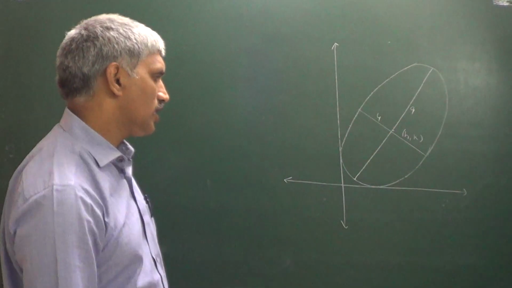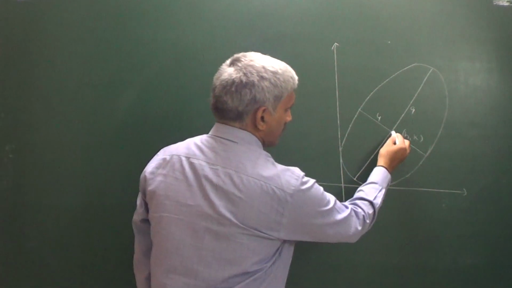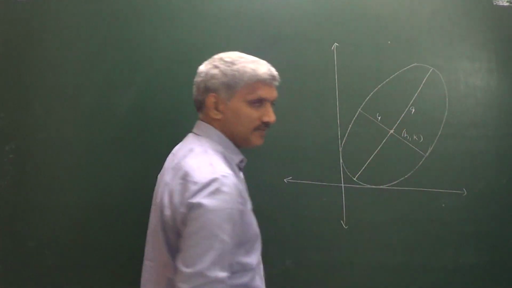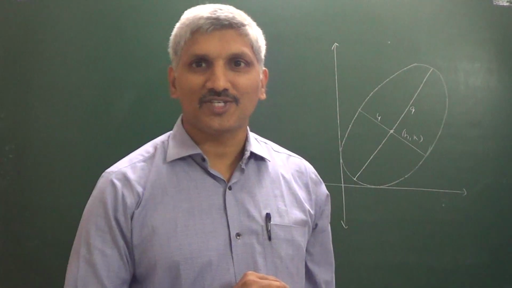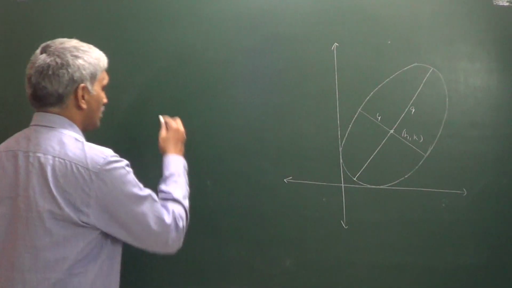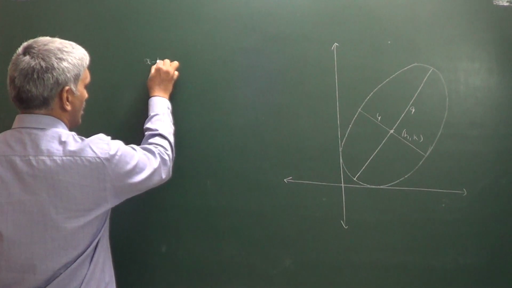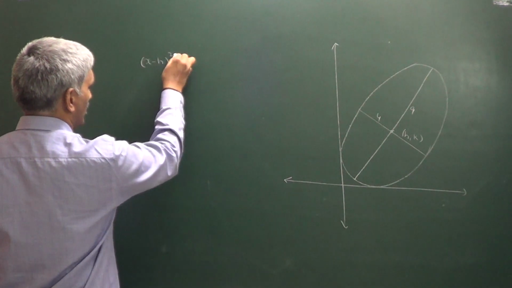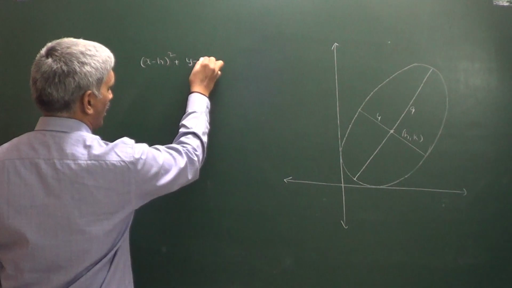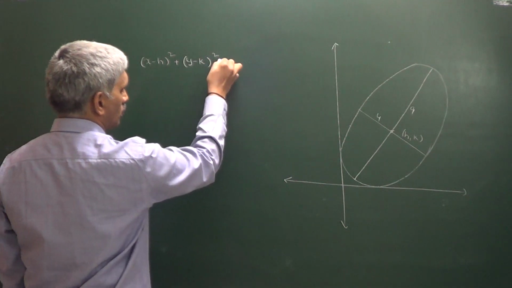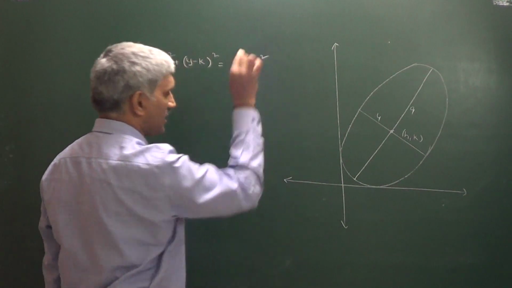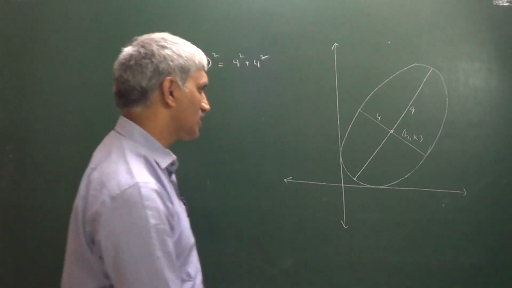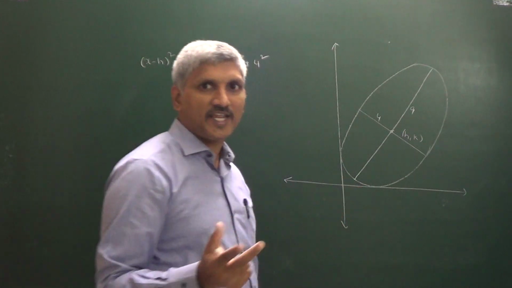So whether you observed or not, if h comma k is the center, then can anyone say what the equation of the director circle is? The equation of the director circle is x minus h whole square plus y minus k whole square is equal to a square plus b square. That is the equation of the director circle. You know what a director circle is?